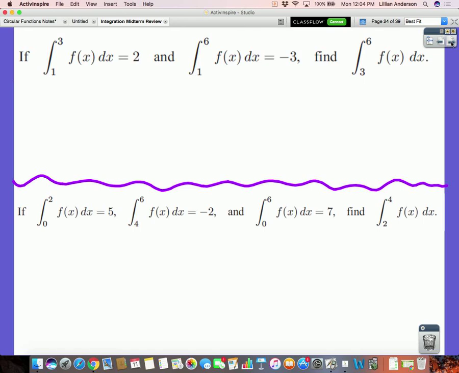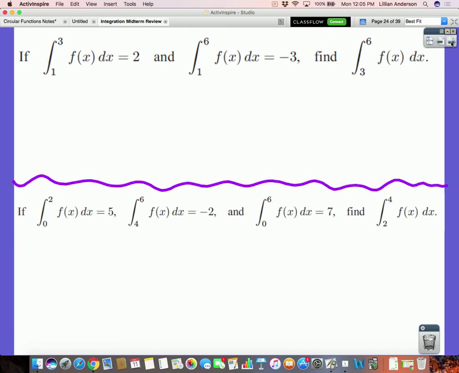We did a few of these problems. I do want to go over these because you at least saw one of them on every quiz or test that you took when you did integration. It's saying that if you have the integral from 1 to 3 of a function, the area is 2, and the integral from 1 to 6 of a function, the area is -3, you have to find the integral from 3 to 6. Now, you don't have any functions associated with it, but you do have the areas.